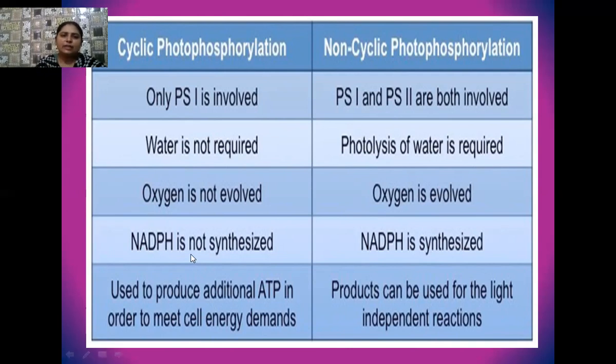In cyclic photophosphorylation, NADPH is not synthesized, as the NADP reductase enzyme is absent. Whereas in non-cyclic photophosphorylation, NADPH is also formed along with ATP. Cyclic photophosphorylation is used to produce additional ATP in order to meet cell energy demands. Whereas in non-cyclic photophosphorylation, the products can be used for the light independent reactions, that is the dark reactions. Later these ATP and NADPH are used for the biosynthetic or dark phase of photosynthesis.